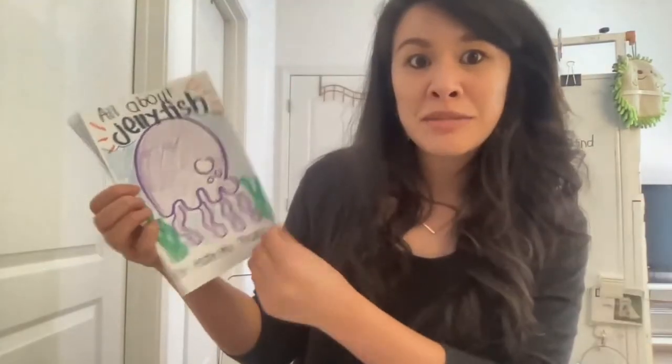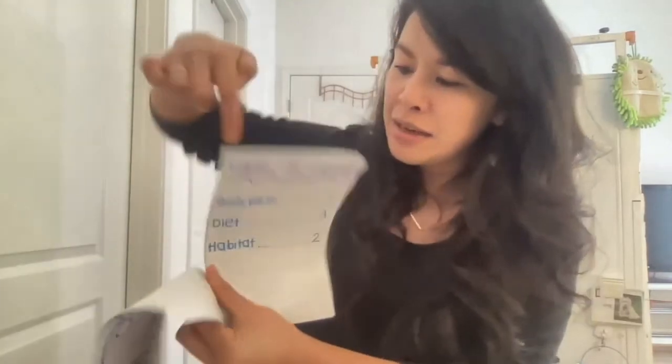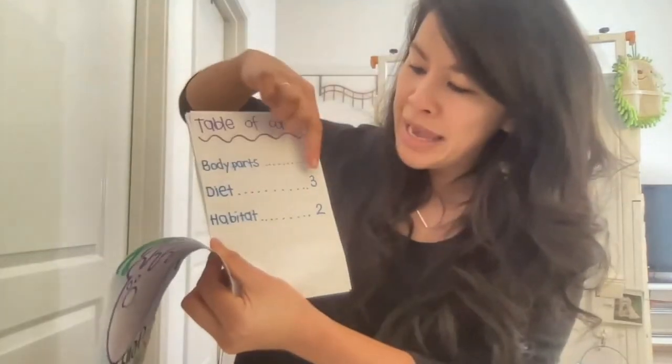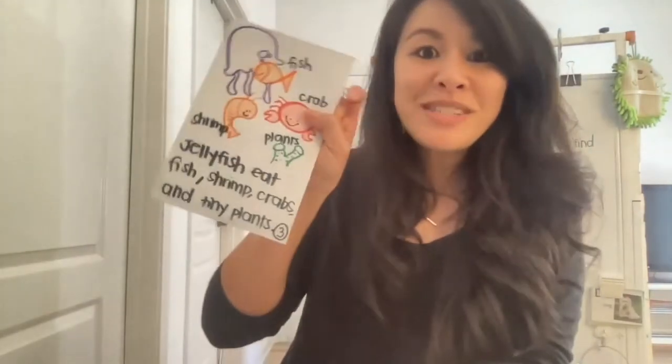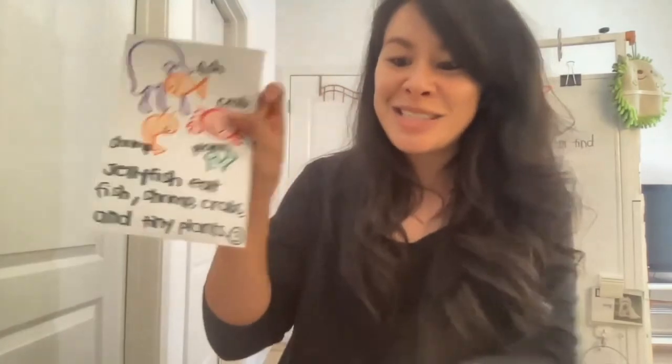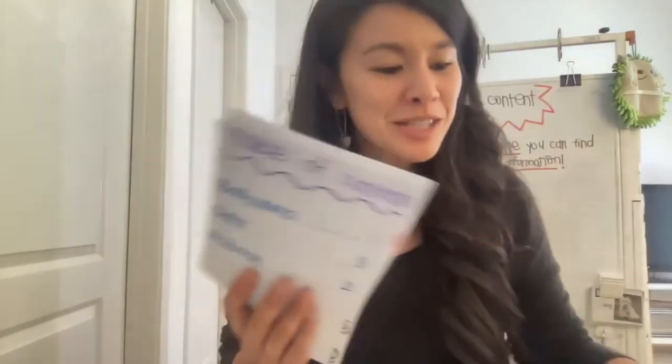So if someone was reading my book, they're like, oh, I need to learn about what jellyfish eat. Oh, here we go. Diet, page 3. They would go to page 3. Found it. This talks about diet. So readers and writers, please make sure today you work on your table of content. All right, writers, looking forward to seeing that new addition to your book.